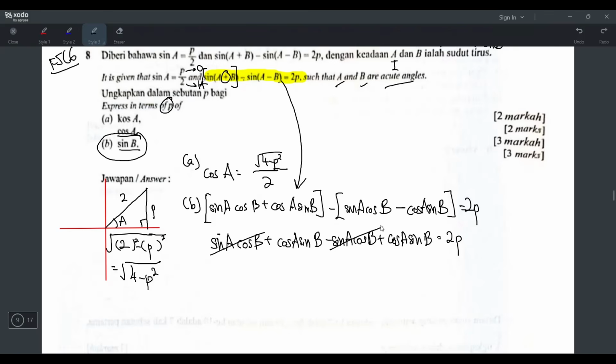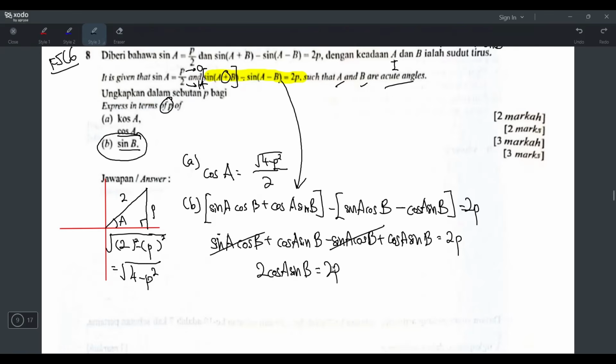Yeah, you can potong. You can just anggap the sine A macam X and the cos B macam Y. So it's like XY minus XY is just 0 lah. Then what about the cos A sine B plus cos A sine B? You can treat this as XY, like cos A is X, sine B is Y. So it's like XY plus XY, so it's 2XY lah. So it's 2 cos A sine B equals to 2p.